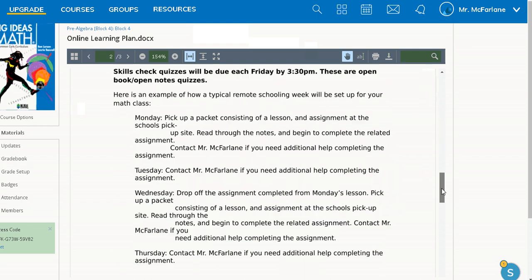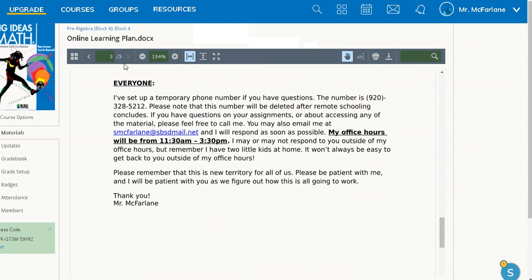If you go to the very bottom of this document, you're going to see where it says everyone. I've got my phone number listed there. Feel free to text or call if you have any questions, and then also my email address. That's probably the best way to get a hold of me. Just send me an email at that email address.